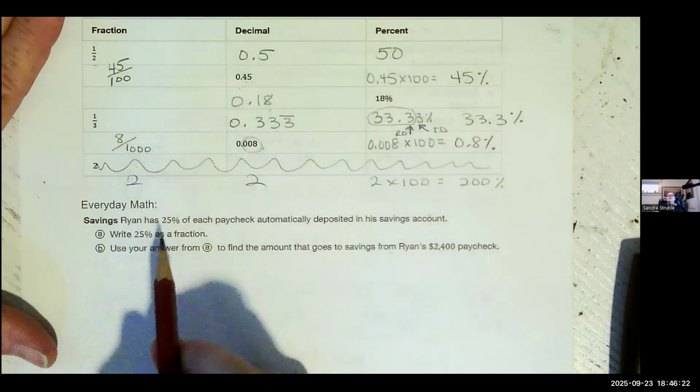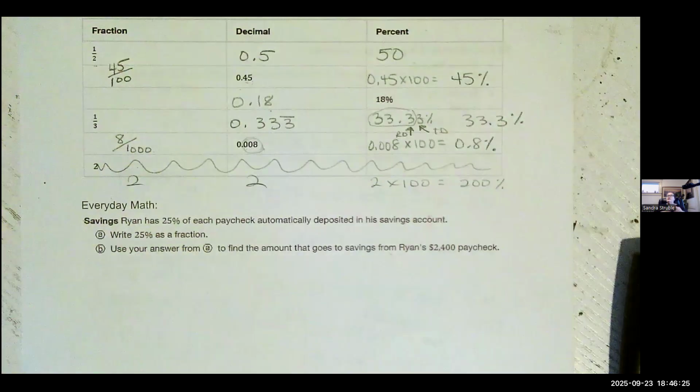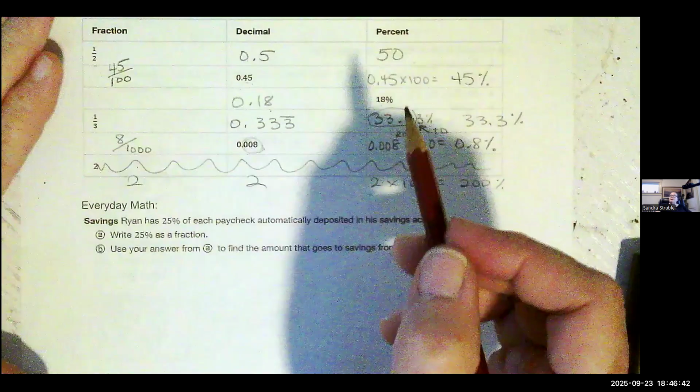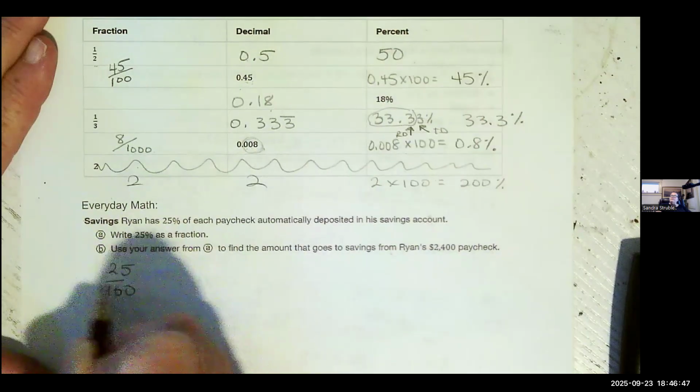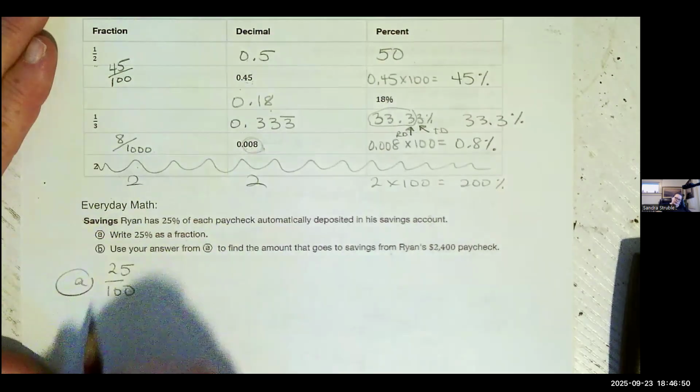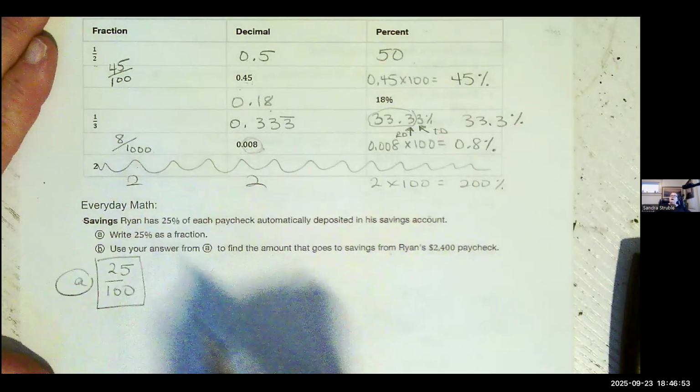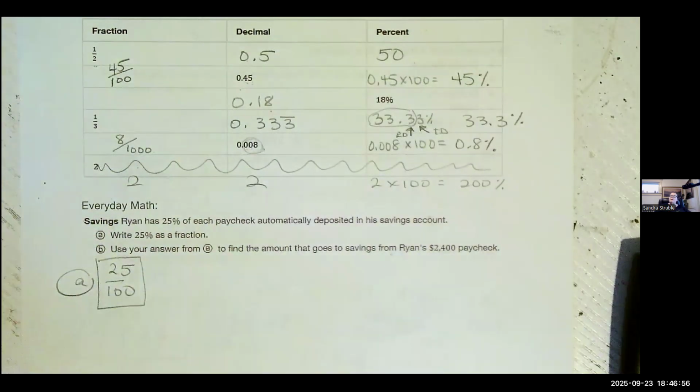Savings. Ryan has 25% of each paycheck automatically deposited in his savings account. Ryan is trying to save some money. The first thing we want to do is write 25% as a fraction. Okay, and we've done that. We can write 25% as a fraction. It's just 25 over 100. Okay, done. That's my answer for that one. I didn't round. I didn't reduce. It's just 25 over 100. Okay. If I wanted to write it as a decimal, it would become 0.25.